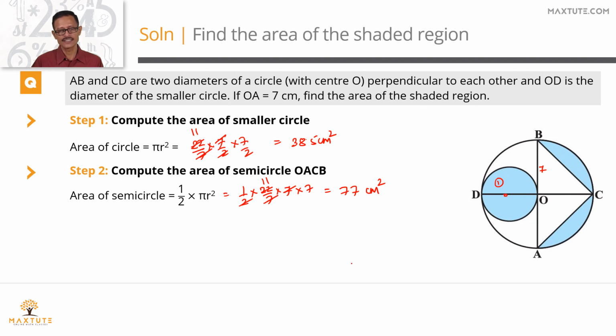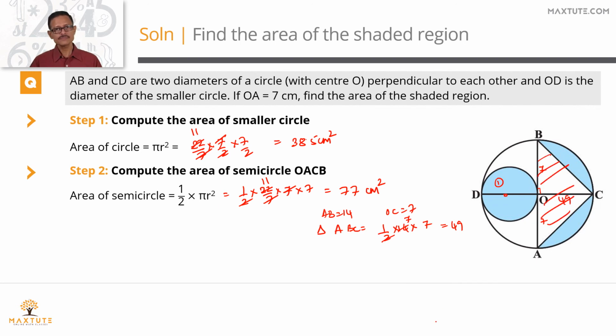Let's find out the area of the triangle. Area of the triangle, AB is the base. So 7 plus 7, AB is equal to 14. This is perpendicular, so OC is the height. OC is equal to 7. So area of triangle ABC is equal to half into the base 14 into the height, which is equal to 7. 14 gets cancelled with the 2 to leave us with the 7. 7 sevens are 49. So part 3, which is the area of the triangle, this portion is equal to 49.